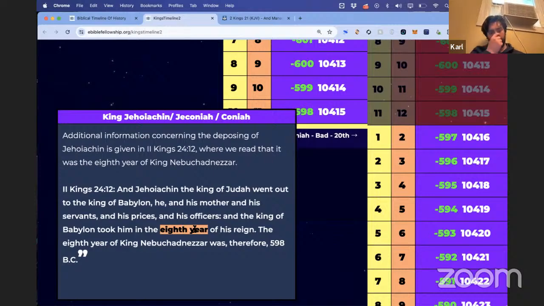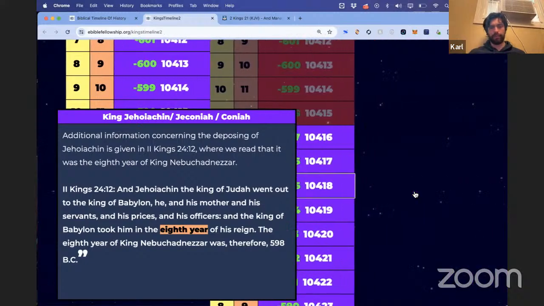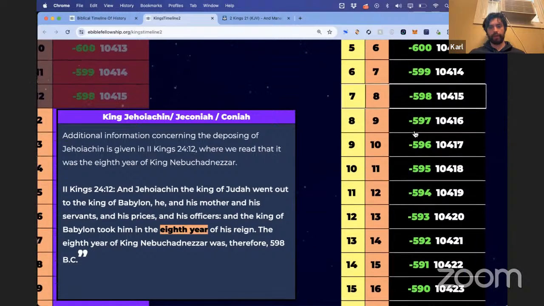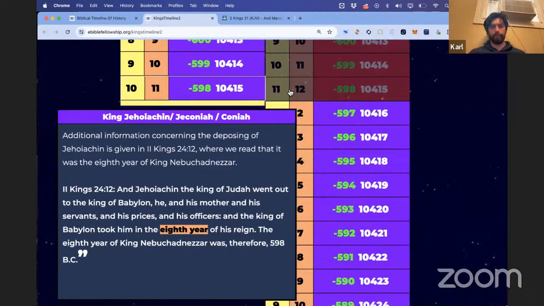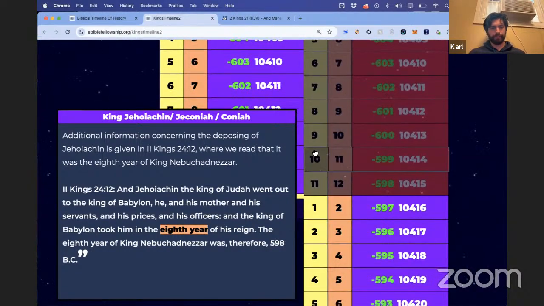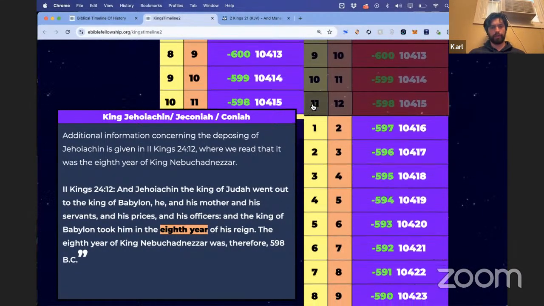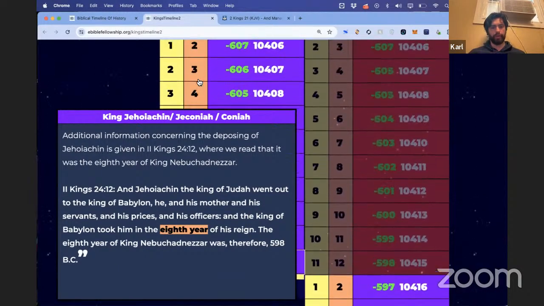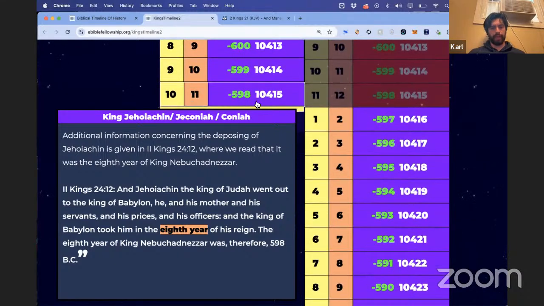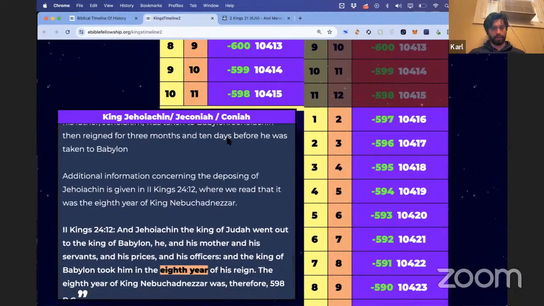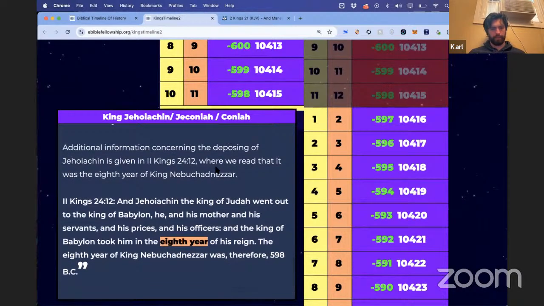So this would be the non-accession year because it's in orange. The 8th year of King Nebuchadnezzar was therefore 598 BC. So if we scroll over, in his 8th non-accession year is 598. If you scroll over to the left, that would be the last year. That would be the 11th year of Jehoiakim, which is also the 10th year of Jehoiachin. That's what we were looking at. So this is the last year that Jehoiachin reigned, was 598, which is the 8th year of Nebuchadnezzar. So he's being carried into, went out to the king of Babylon.